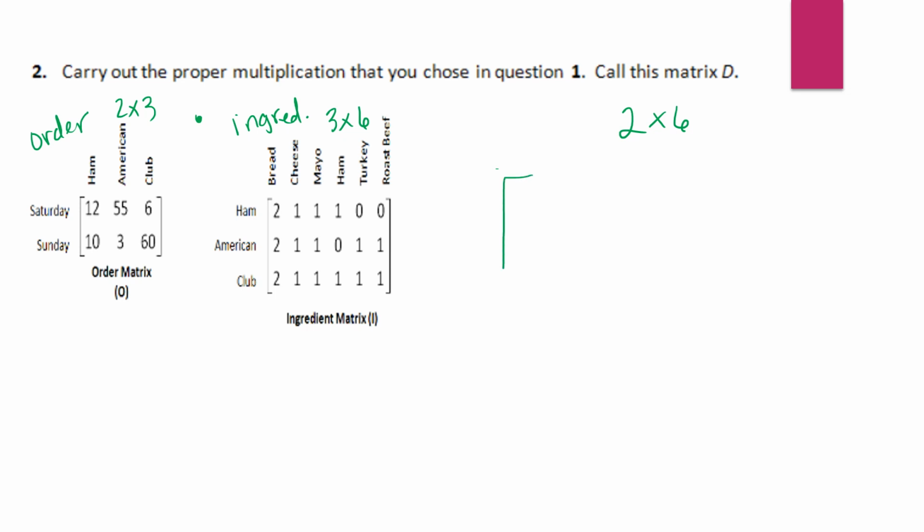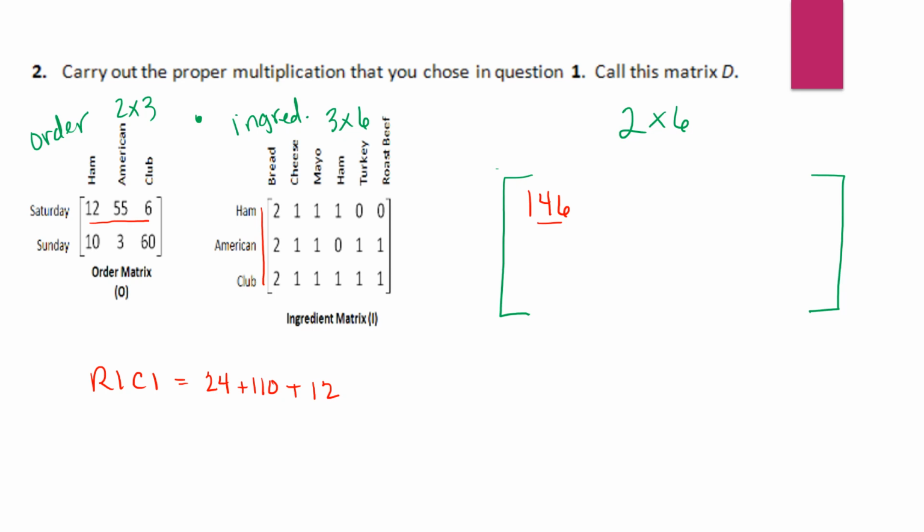So I need 2 rows and 6 columns to get each of my values. I'm going to start with row 1, column 1. So row 1 multiplied by column 1. That's going to give me 12 times 2, which is 24, plus 55 times 2, which is 110, plus 6 times 2, which is 12. Find the sum of those, which will be 146.